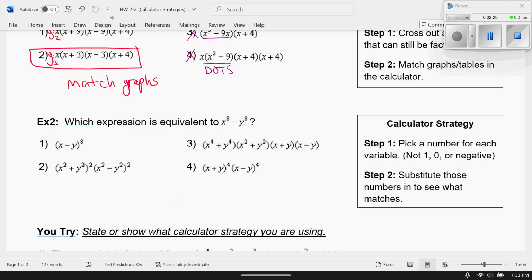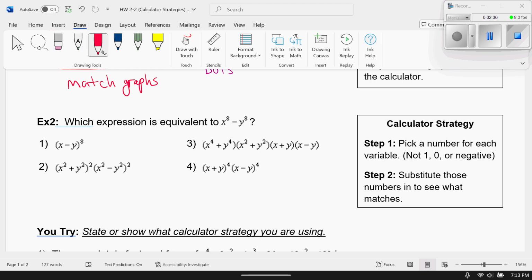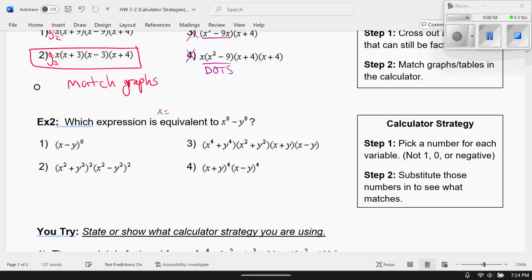Now, the second one cannot be put in the calculator, and that's because we have two different variables. We've gone over this before. If you have two different variables, you are going to choose a number, and preferably, do not choose 1, 0, or negative numbers. So I'm going to let x be 2 and y be 3, and then sub in these numbers. So I'm going to do 2 to the 8th minus 3 to the 8th.